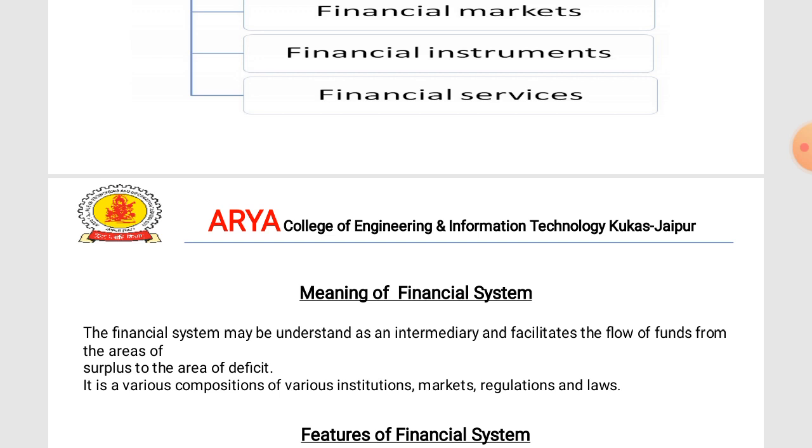So the Indian financial system is a composition of various institutions, markets, regulations and laws, practices, money managers, transactions, and claims and liabilities. So basically, the objective of the financial system is to supply funds to various sectors and activities of the economy in a way that promotes the fullest possible utilization of resources.